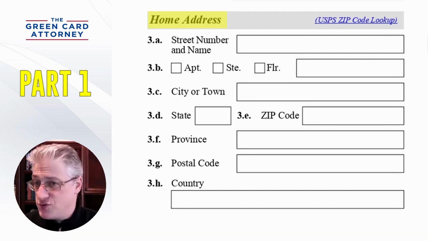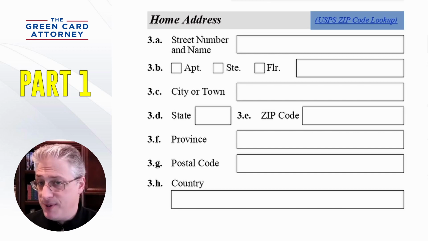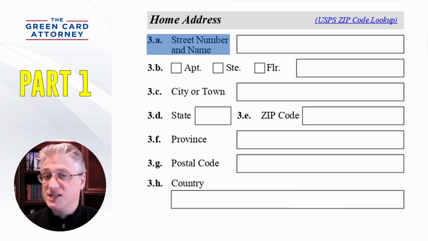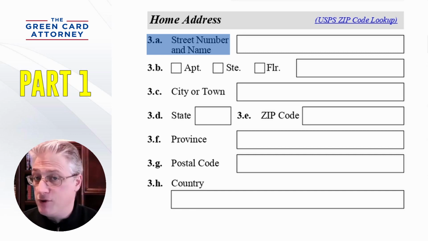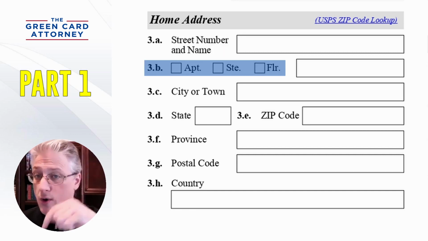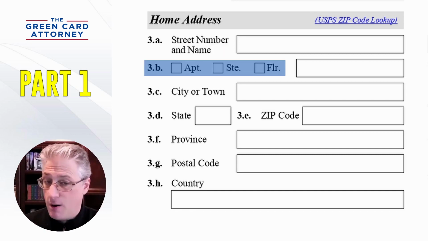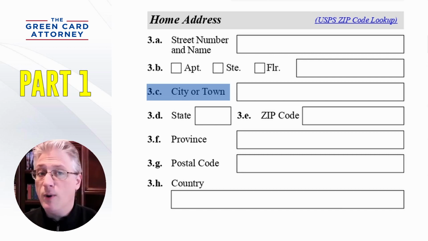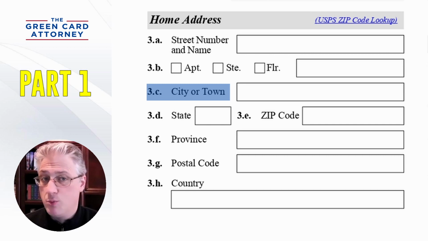In the home address section, you will find a link to the USPS page, that's the United States Postal Service, which will help you find your zip code or the correct spelling of your address if you're not sure. For filling in the data, start with section 3A, writing the number or name of your street. In 3B, write the floor number if you have an apartment or shared building. If it's not the case, write NA. 3C, you'll write the name of the city or town where you reside.